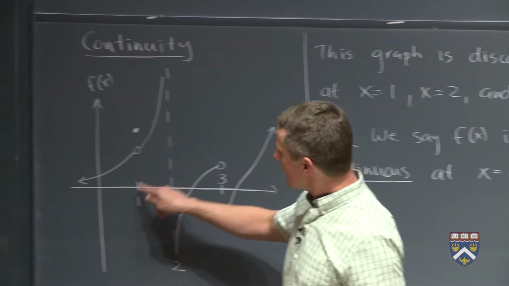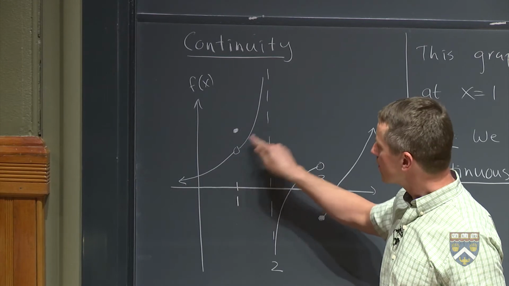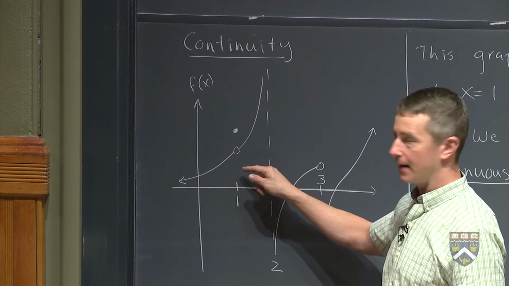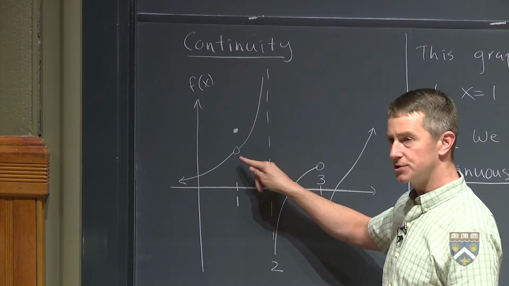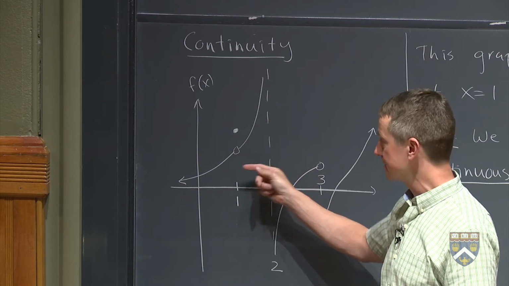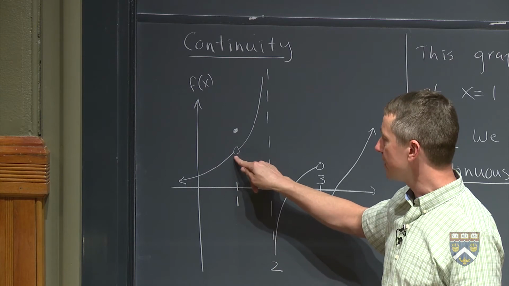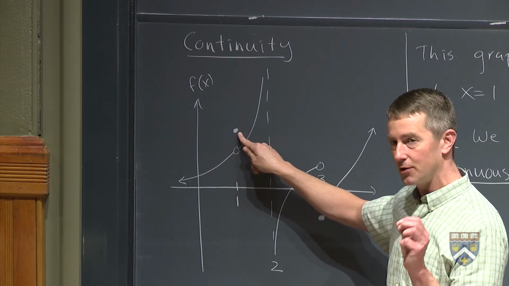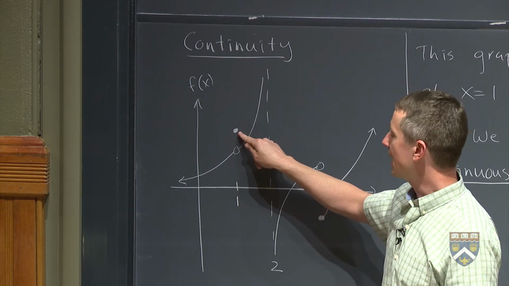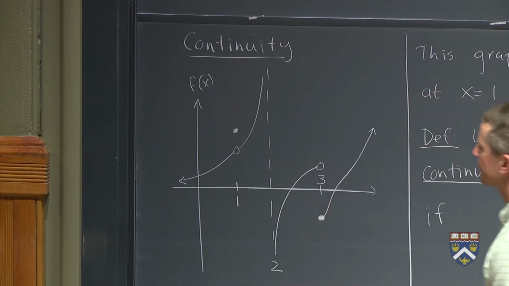In this case, as x approached 1, we were approaching the same y value from each side. So this limit as x approaches 1 of f of x actually exists. It's whatever this y value is, say 5. The trouble is that the limit is not the same as the actual y value at the point. So that's why we were discontinuous there.